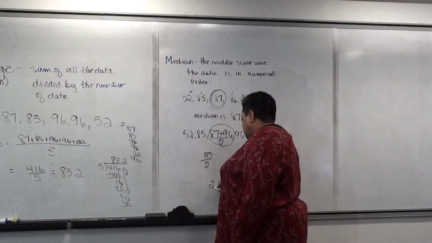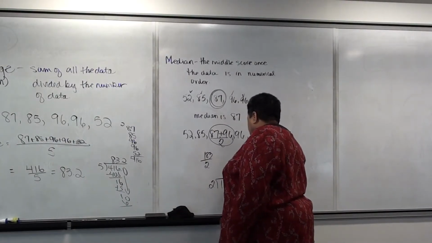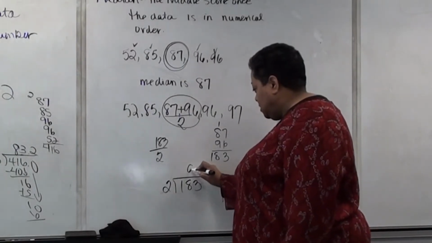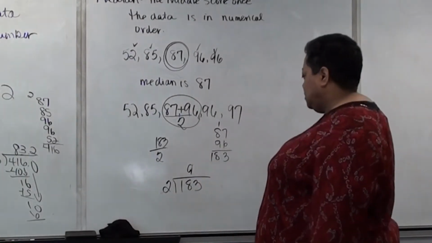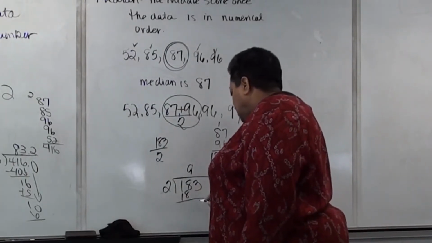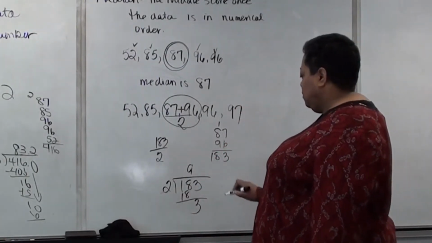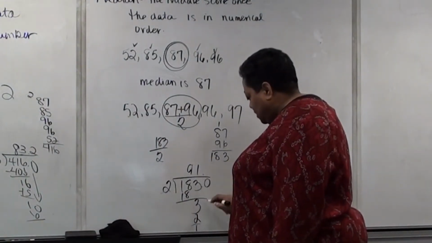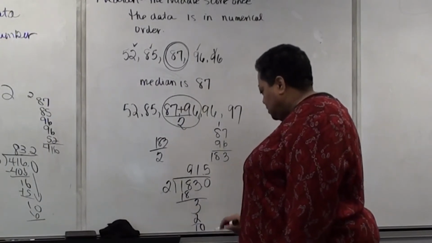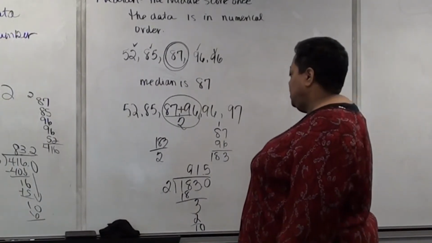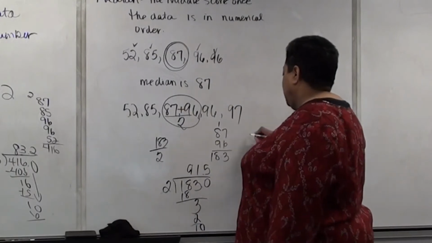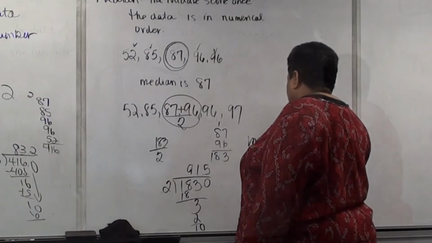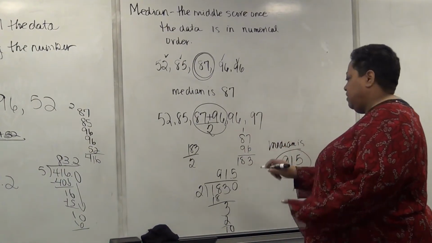So this will give us 2 into 183. 2 goes in 18 9 times. And 2 goes into 3 one time. Well, we got that 1 left over, so we add our decimal point. So we have, the median is, for this set of data, the median is 91.5.